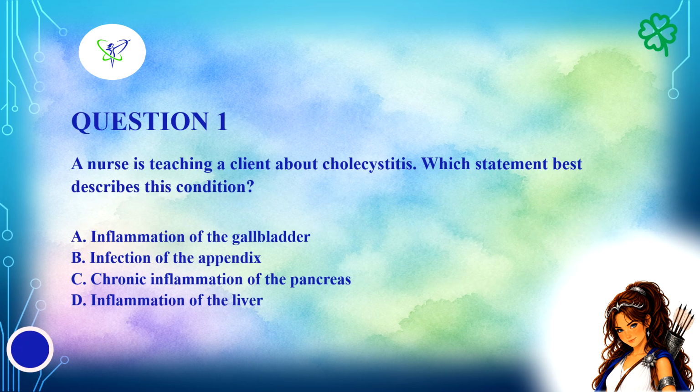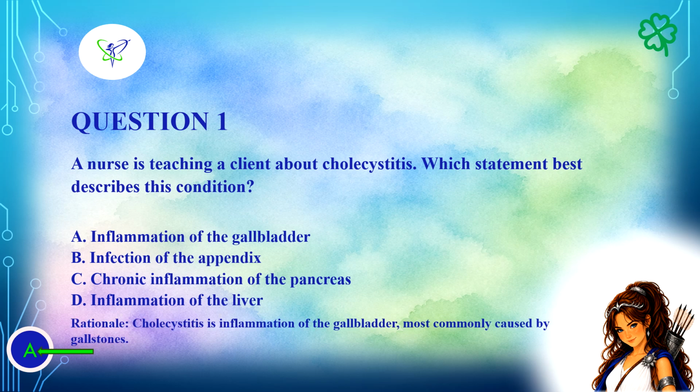Question 1. A nurse is teaching a client about cholecystitis. Which statement best describes this condition? A. Inflammation of the gallbladder. B. Infection of the appendix. C. Chronic inflammation of the pancreas. Or D. Inflammation of the liver. Well, I'm going to say A. Inflammation of the gallbladder. And Artemis says we're right. Cholecystitis is inflammation of the gallbladder, most commonly caused by gallstones.